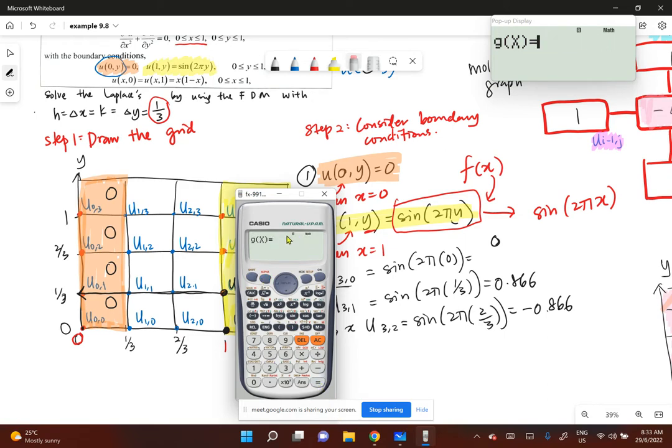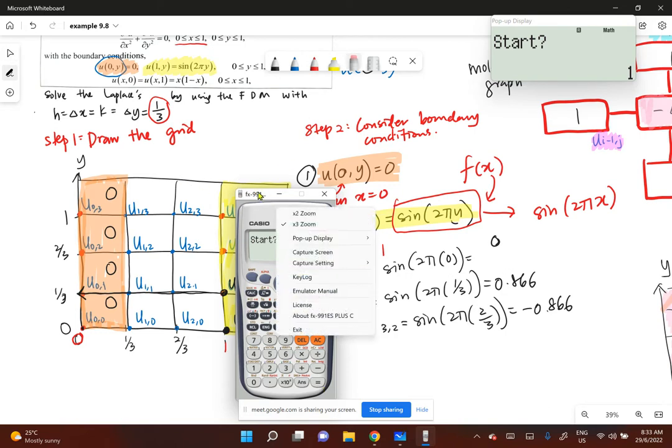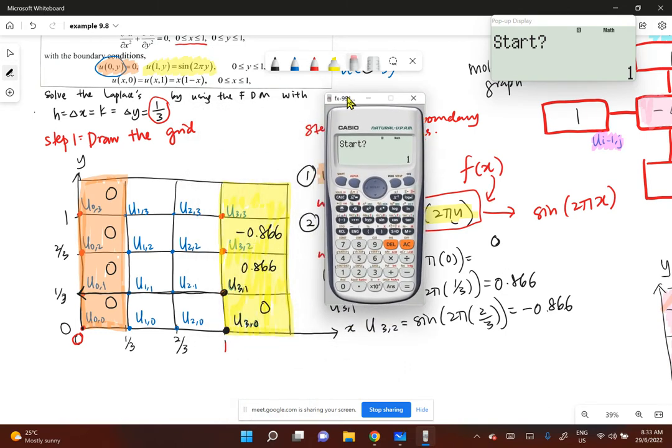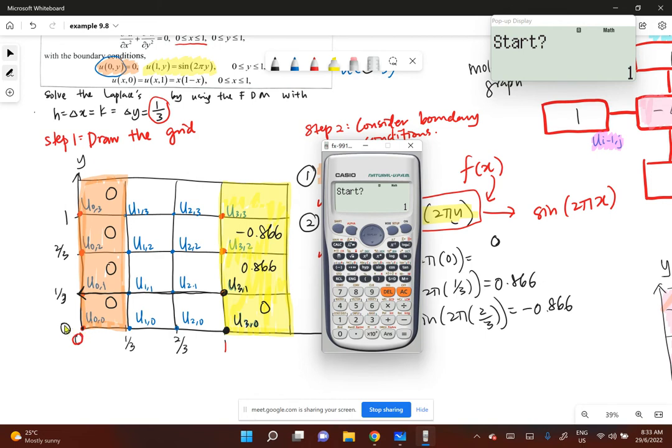And if we ask you, how about gx? We don't have gx. We only have one equation, so this becomes 0. Look at this y: we start from 0 until 1, so start is 0 and end is 1, with the step size 1 over 3. So you get the answer.